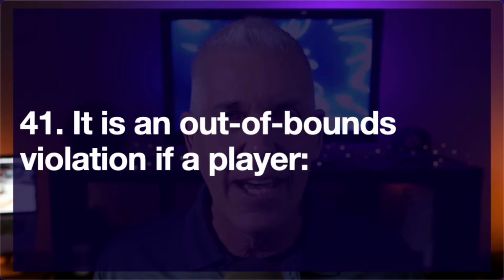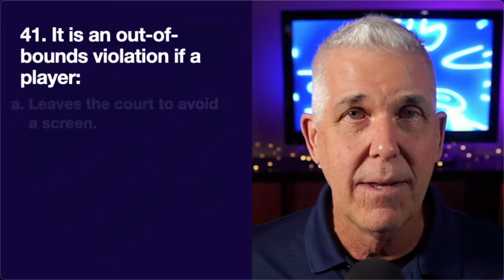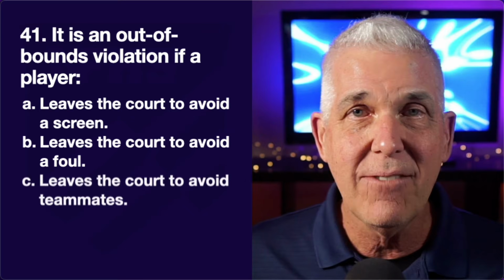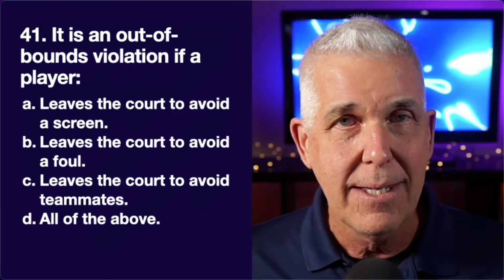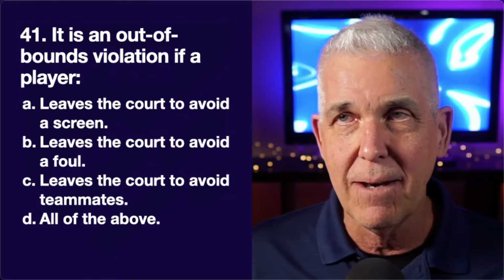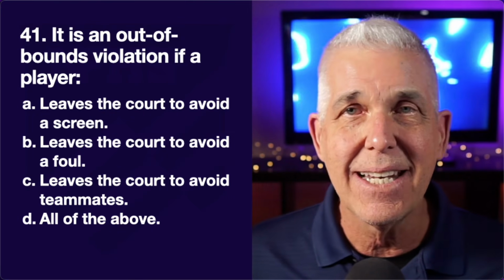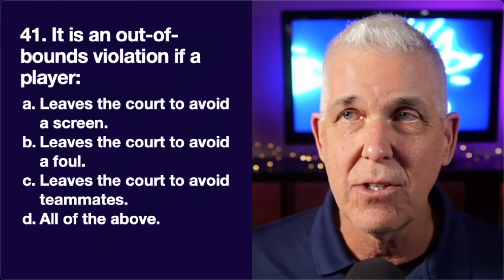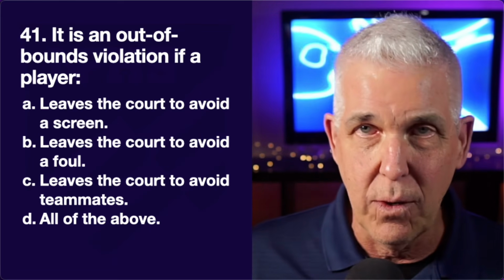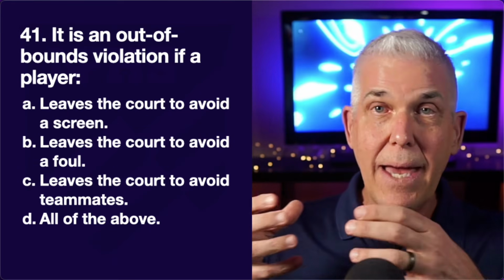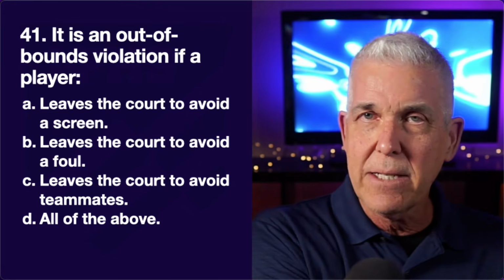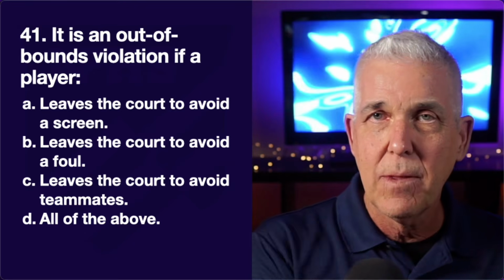It is an out-of-bounds violation if a player, A, leaves the court to avoid a screen, B, leaves the court to avoid a foul, C, leaves the court to avoid teammates, or D, all of the above. It is an out-of-bounds violation if a player intentionally leaves the court, right? A player whose momentum carries them off of the court, players going to the basket, passes to a teammate, their momentum carries them past the end line, right?